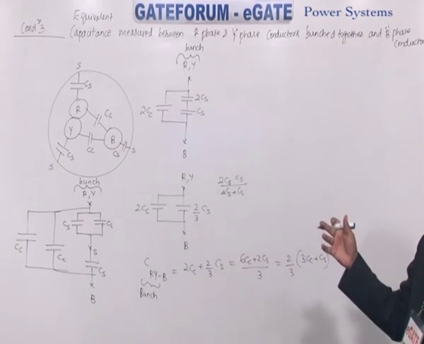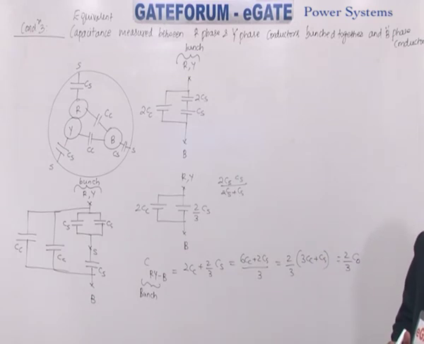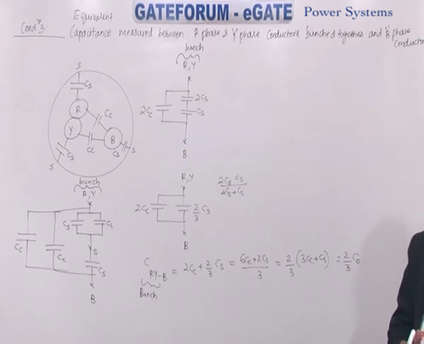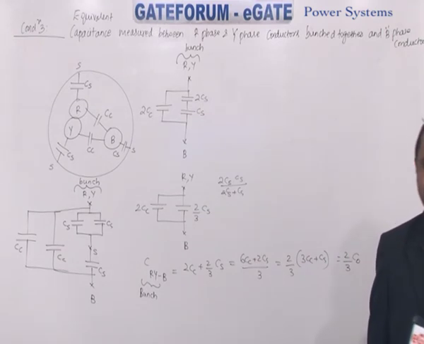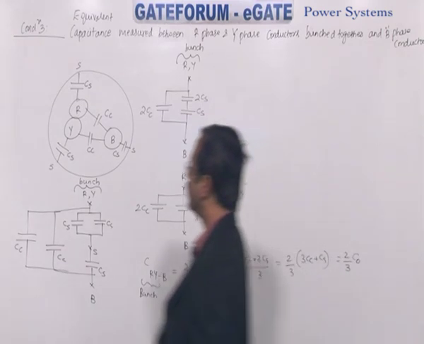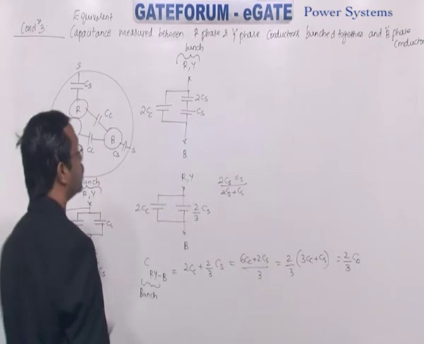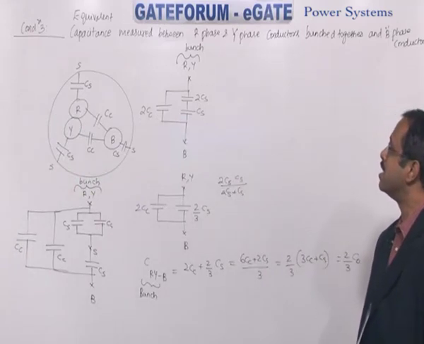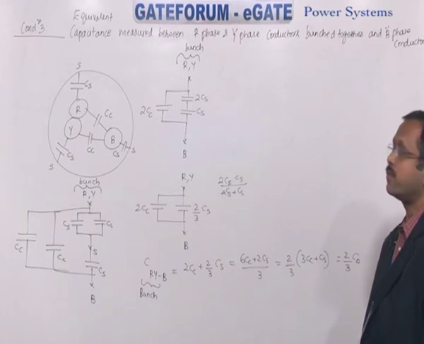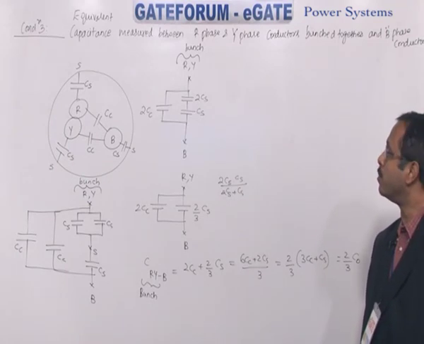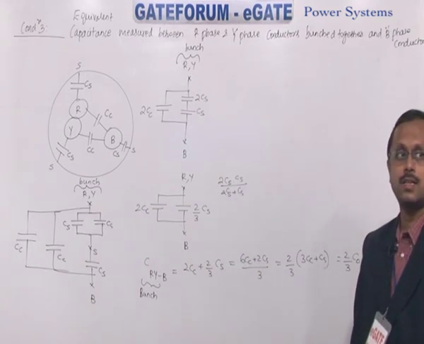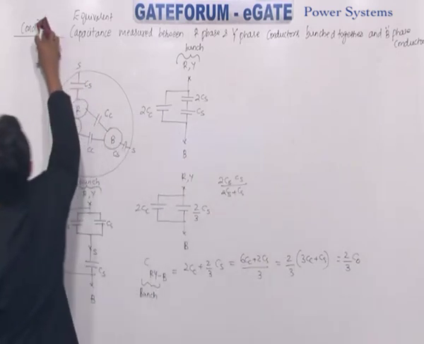So R phase, Y phase conductors bunched together and equivalent capacitance measured with respect to B phase conductor. What is the answer now? 2 by 3 times C naught. So this is the condition 3, where R phase, Y phase conductors are bunched together and equivalent capacitance is calculated between the bunched R phase, Y phase conductors and B phase conductor. Now we deal with the last condition 4.